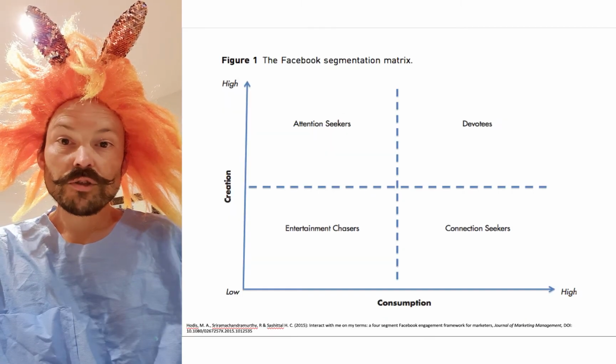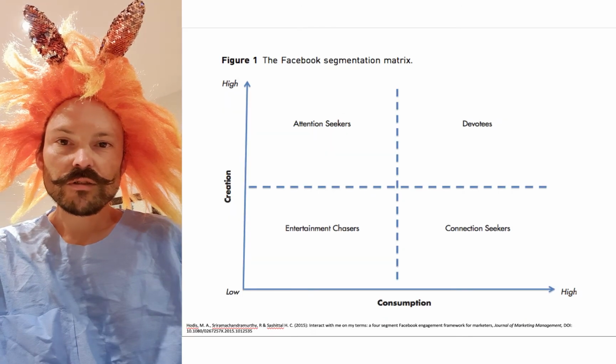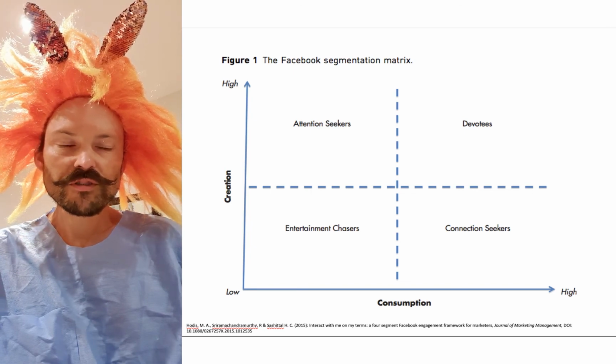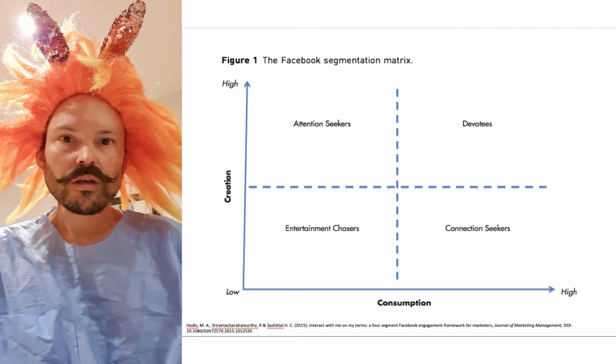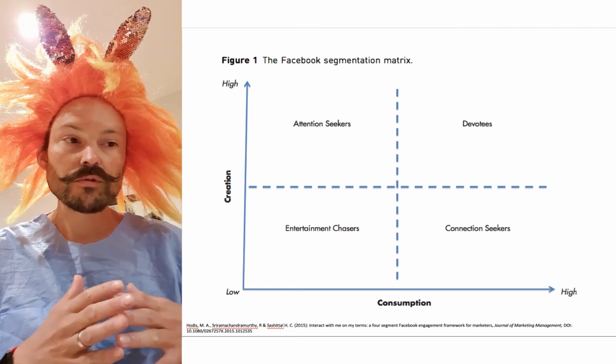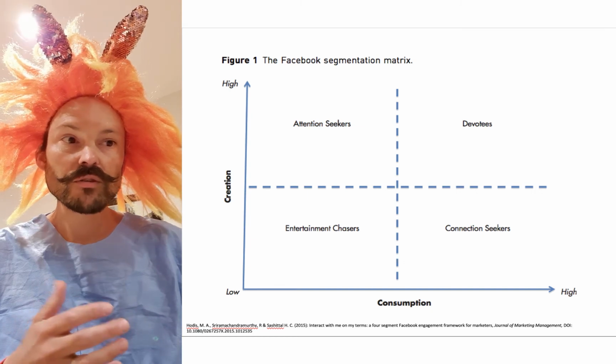If you want to look at a newer framework than the Heinonen 2011 framework we looked at earlier, here's one from Hodis and colleagues from 2015. So they basically looked at two dimensions: to what extent do people create content, and to what extent do they consume content?